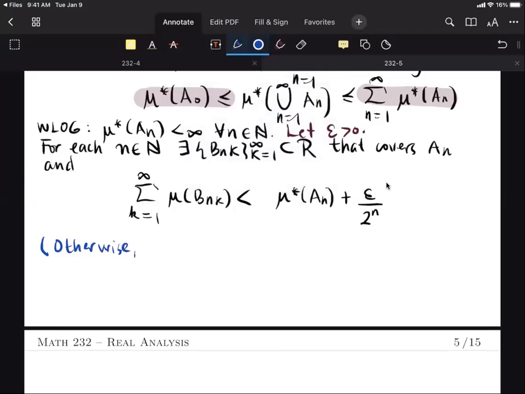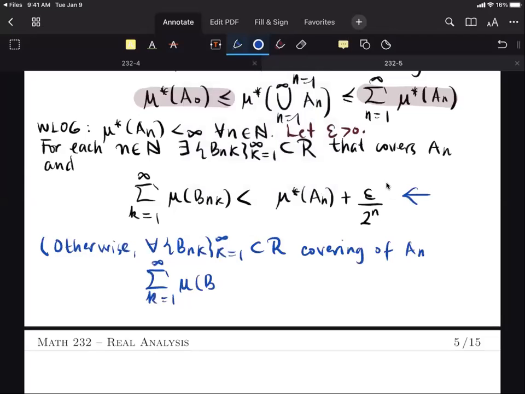indeed, suppose on the contrary that we cannot find such a covering. In other words, taking the negation of that statement, for any covering of A n, we have the following inequality. Suppose that we cannot find a covering that this is true. In other words, all coverings should satisfy this one, epsilon over 2^n, okay.